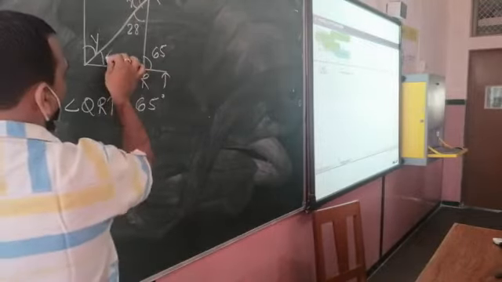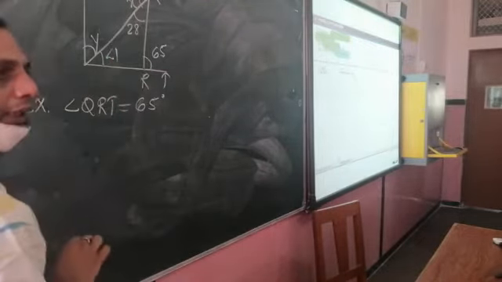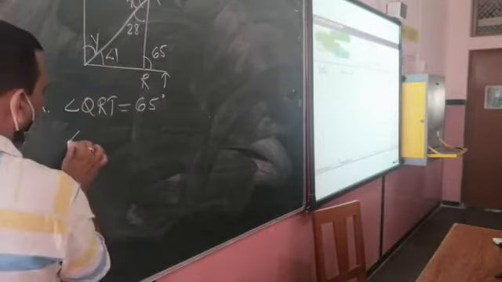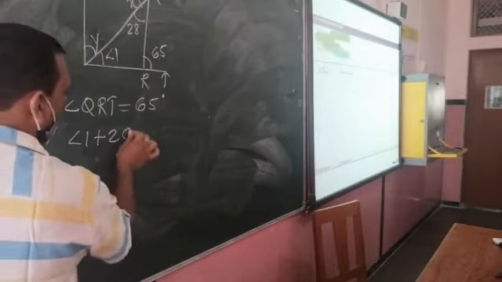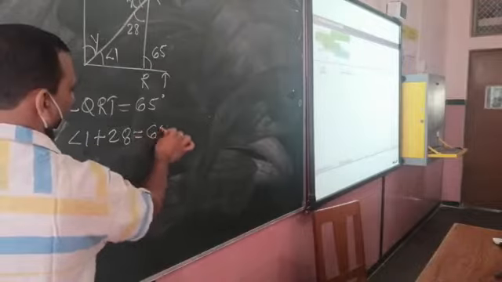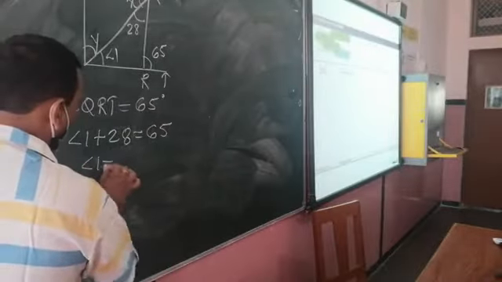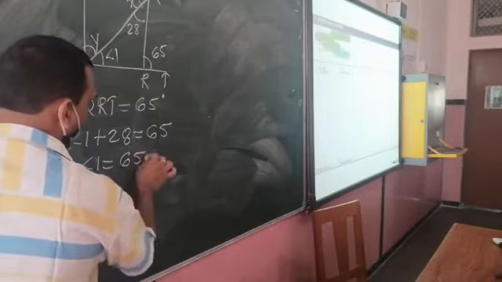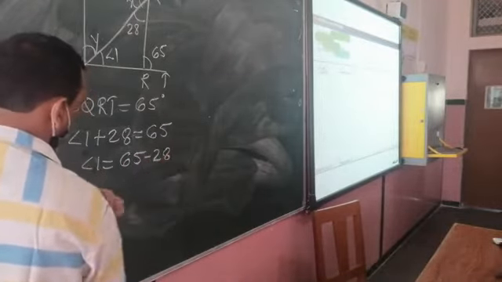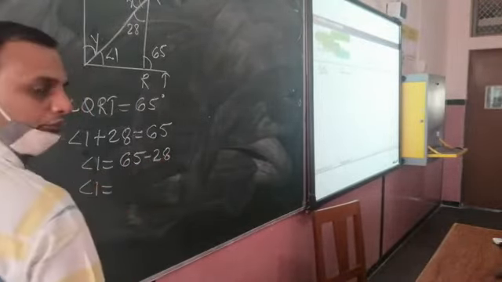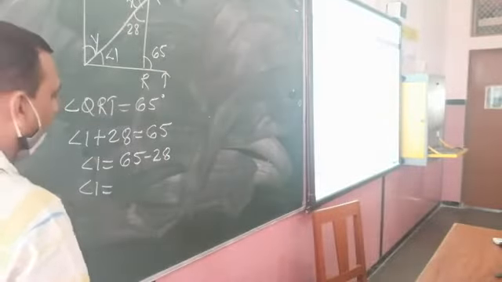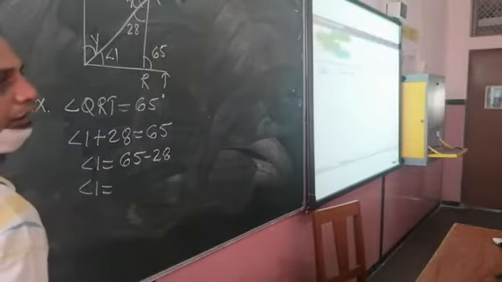Now here I am marking angle 1. I am assuming that here is angle 1. Angle 1 plus 28 equals how much? 65. Now 1 will be equal to how much? 65 minus 28. What is the answer?